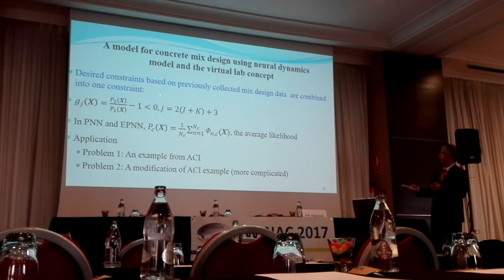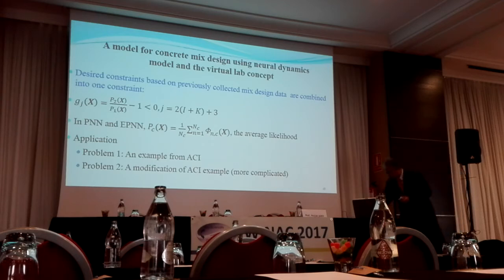So the desired constraint is based on previously collected mixed designs that are combined into one constraint. And then here we can use PNN, or enhanced probabilistic neural network. And then we verify this using two examples, one from the ACI code, and one a modification of that to make it more examples.